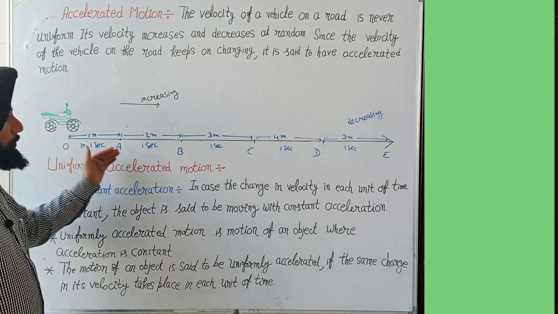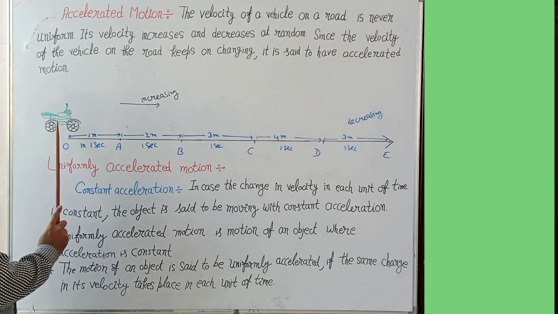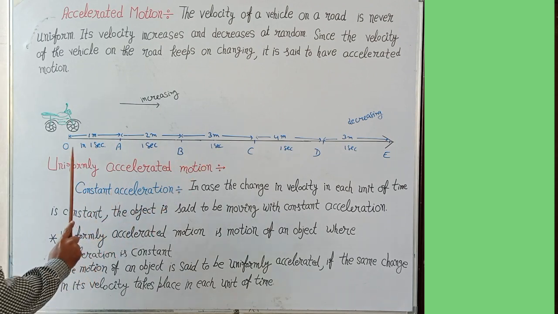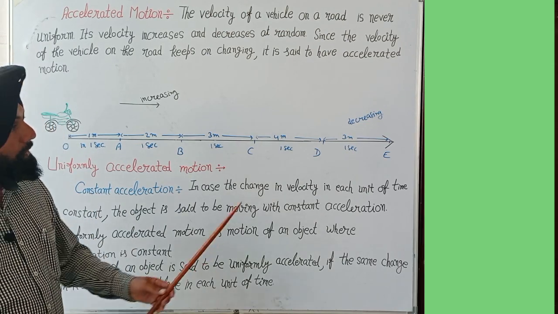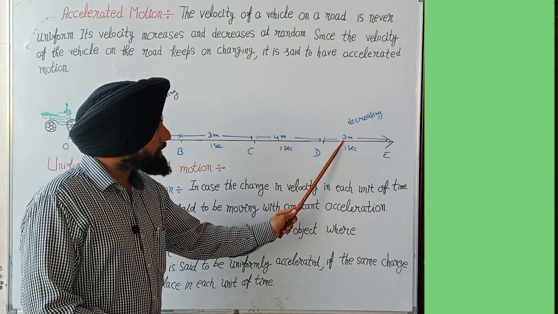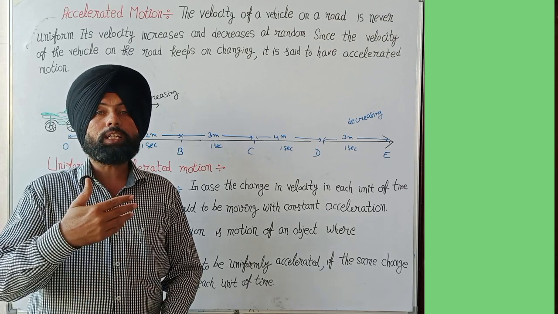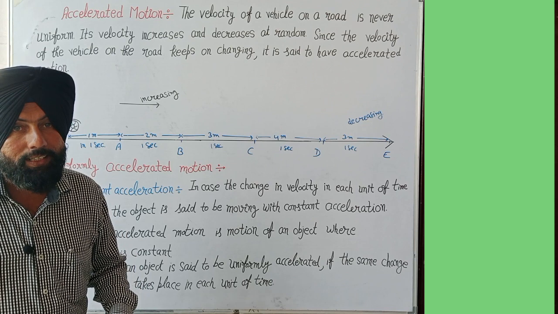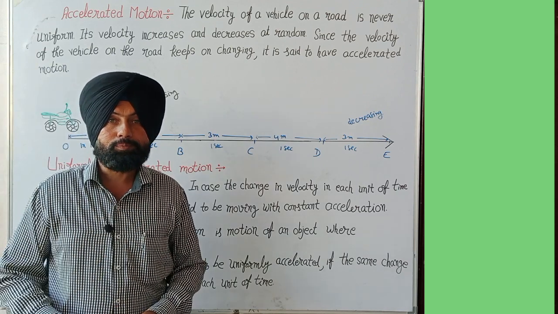Now, what have we observed in this case? We are observing that velocity increases from O to D. But from D to E, it covers 3 meters in 1 second. That means velocity reduces. Velocity decreases. Such a motion is called accelerated motion, in which the velocity is increasing or decreasing.